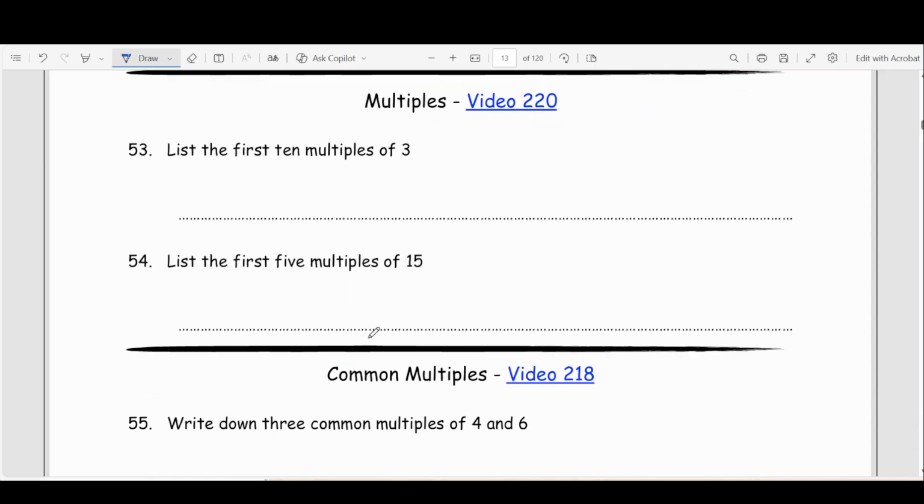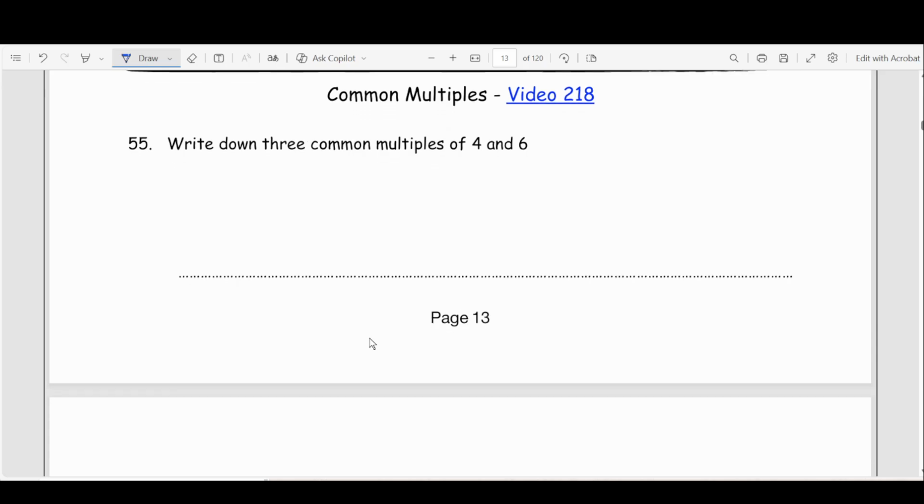Okay, multiples means just you need to write the times table of 3, right? Just tell me first three multiples of 3. 3, 6, 9. Very good.